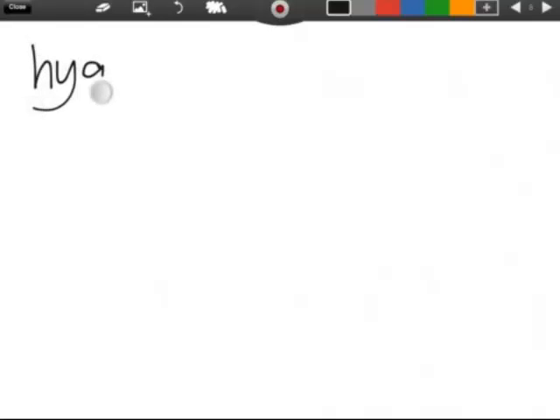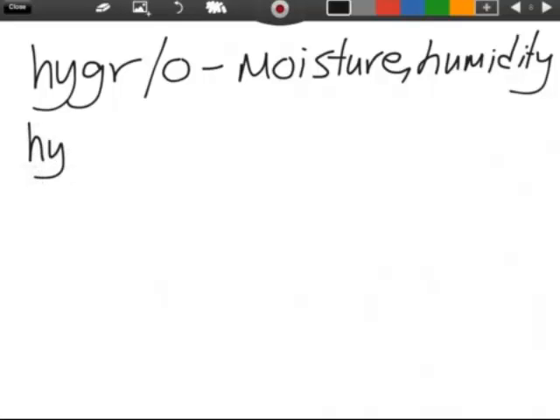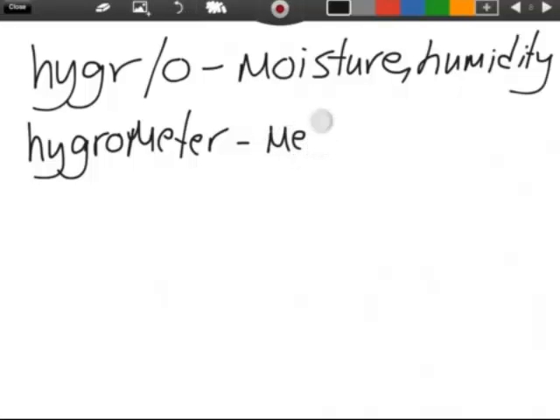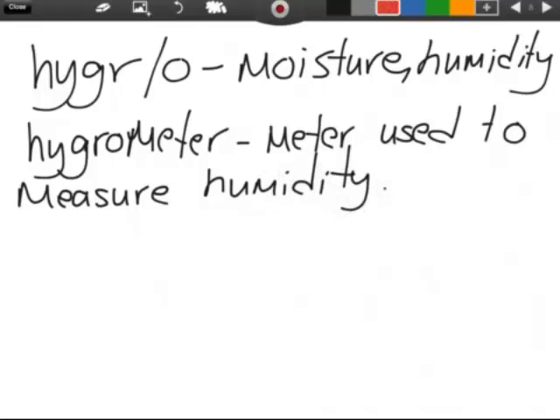There's hygro, meaning moisture and humidity. And let me give you an example of this. Hygrometer, and that means meter used to measure humidity. I'm going to go ahead and use this in a sentence.